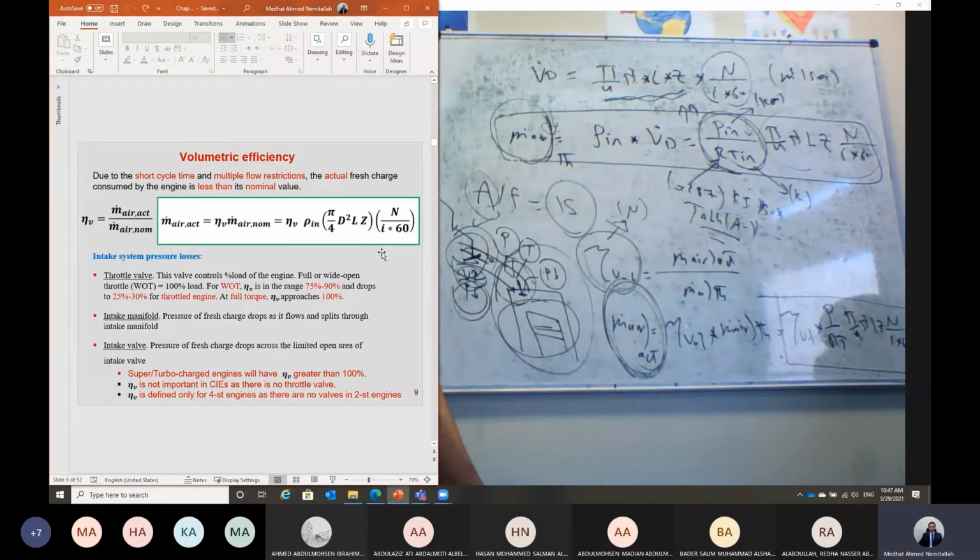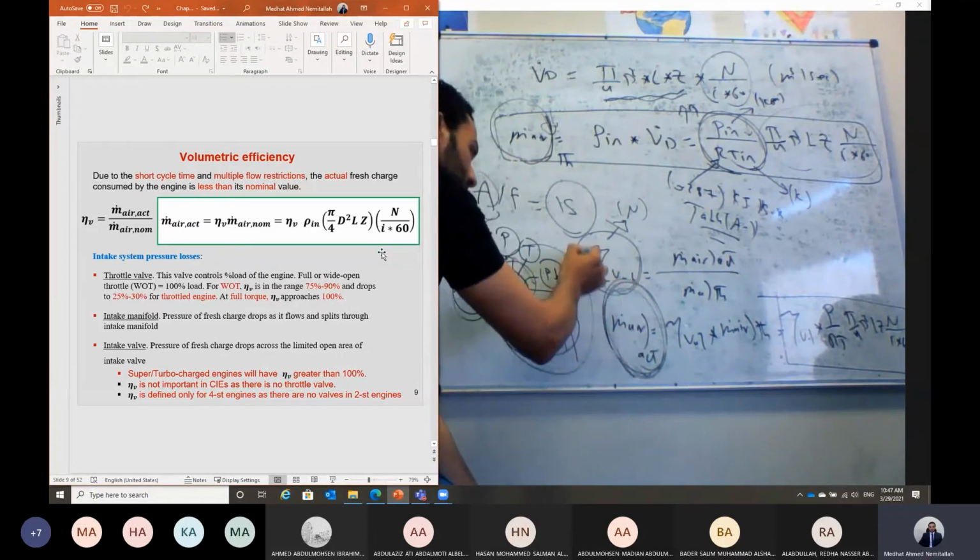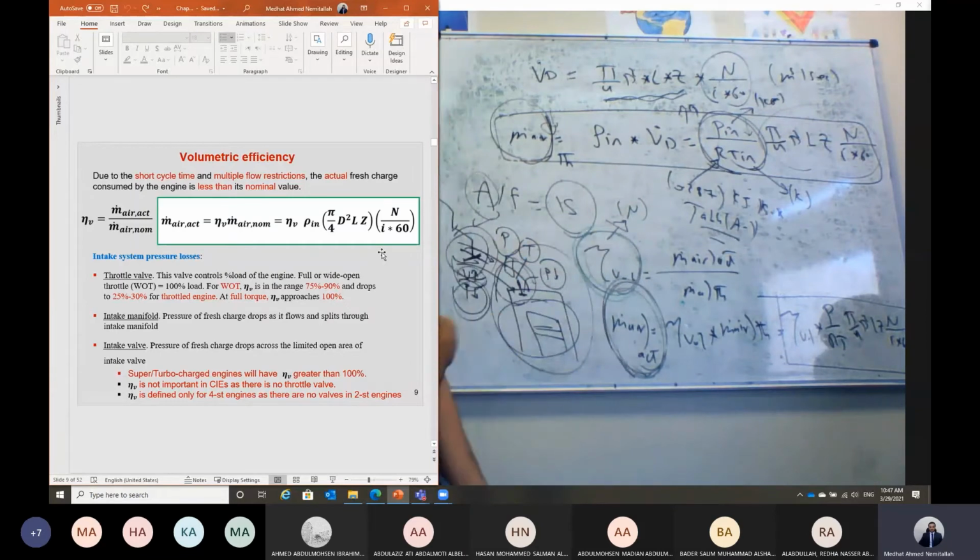Now in case of a diesel engine, will this volumetric efficiency be as important as in the case of a gasoline engine, or do we have something else? We don't need it really, but why? We don't have a throttle valve. Exactly, sure. So in case of a diesel engine, we don't have a throttle valve.